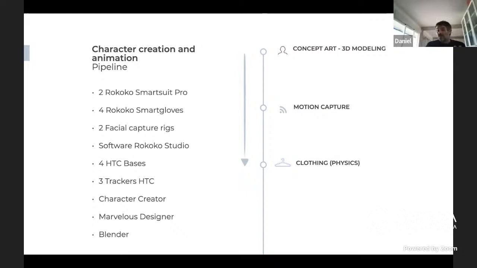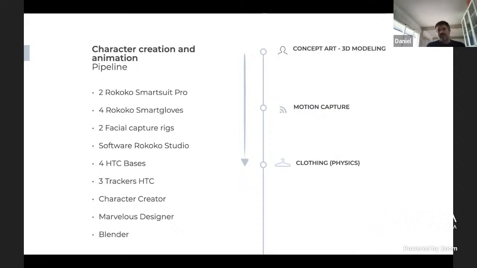So you need to know each and every one of these aspects just to create a character in as much detail as possible. And then finally you start modeling. Then you move on to the motion capture, and finally to a physics solver to calculate the position of the dress or the clothes in any frame.